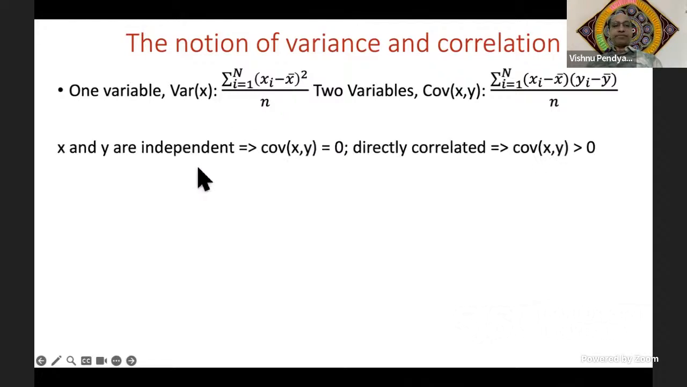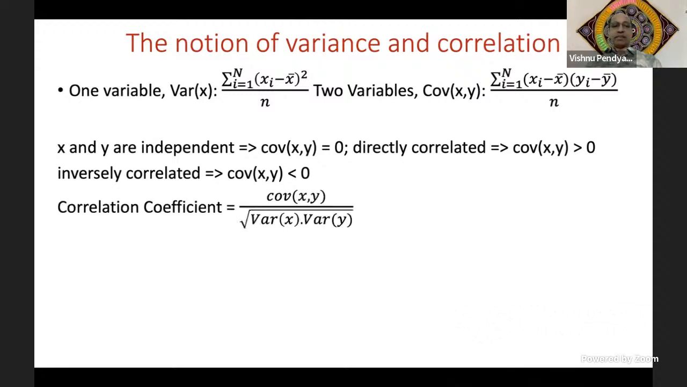And if x and y are independent, the covariance of the two variables will be 0. If they are directly correlated, the covariance of the two variables will be greater than 0. And if inversely correlated, then the covariance will be less than 0. So these are all very fundamental concepts.